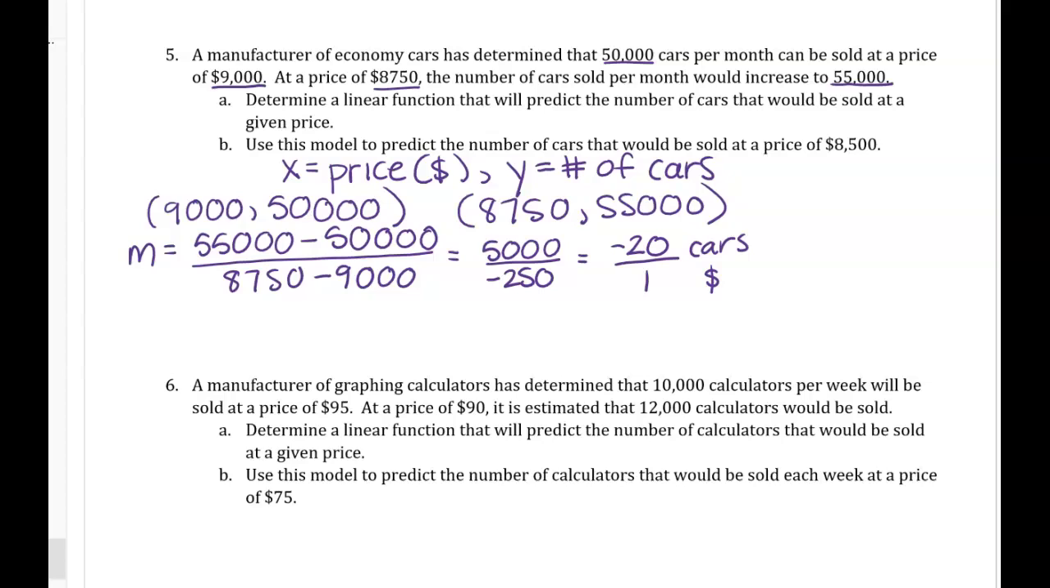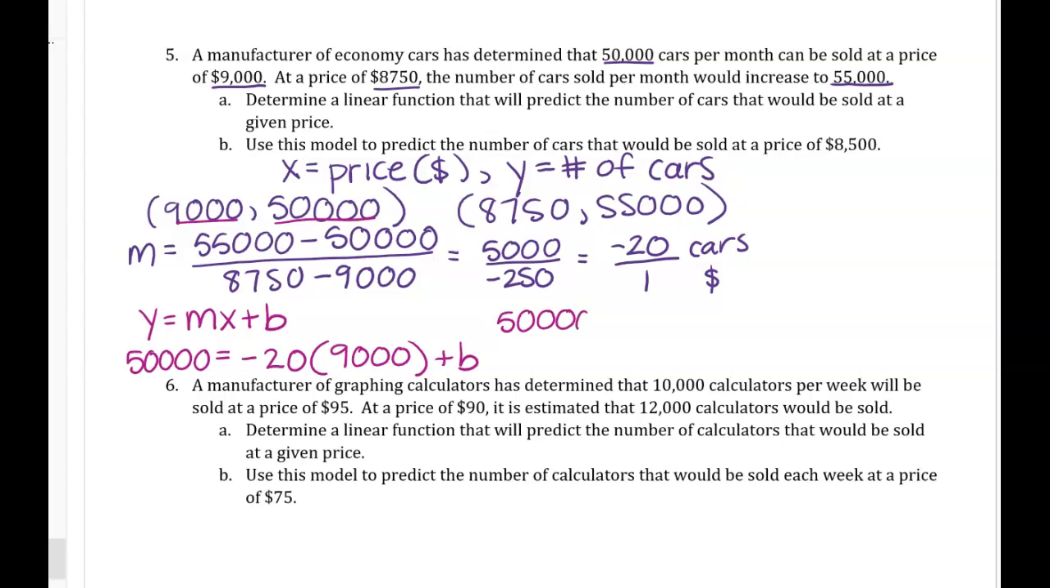So then we have our slope. We don't know our initial value, so we have to find it. y equals mx plus b is our general formula. You can use either point. We use the first one. So our y value is 50,000, our slope we just found was -20, our x value is 9,000, plus our b that we're trying to find. So we have 50,000 equals -180,000 plus b. Add 180,000 to both sides.